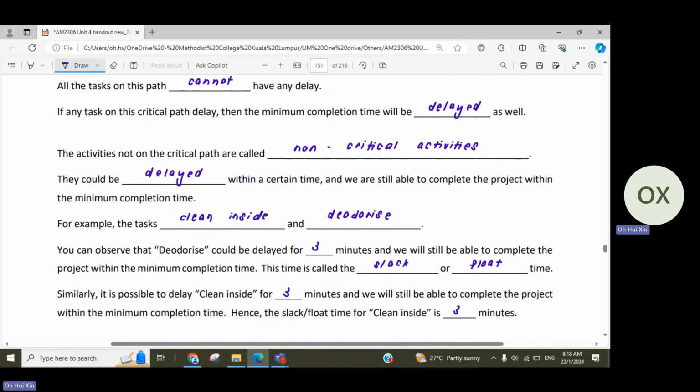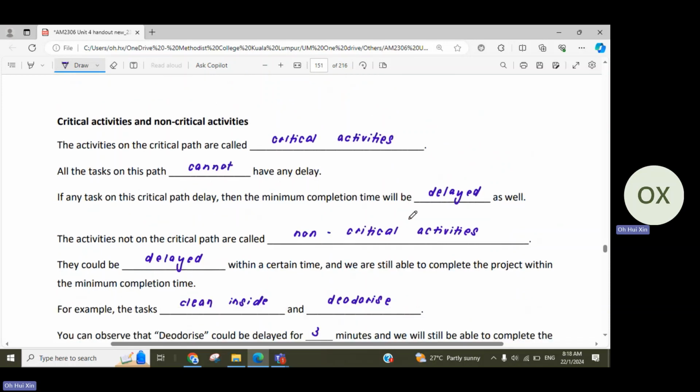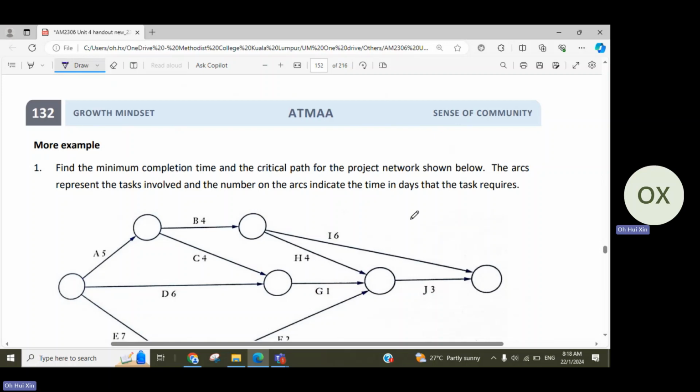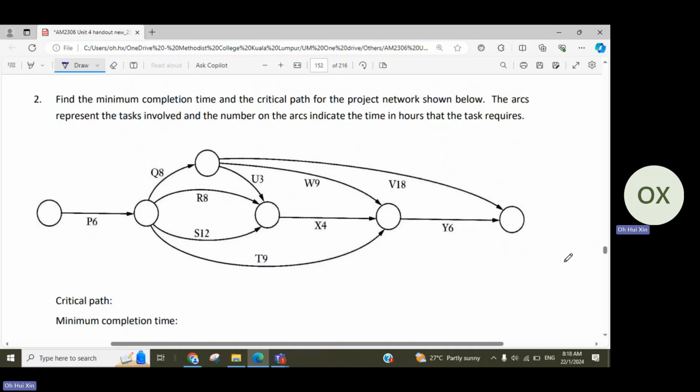How to find out the total completion time, and also what is meant by critical activities and non-critical activities. Okay, so now we'll be looking at one example. Perhaps we will do the first one together, then for the second one, I want you to pause the video and try it out first before we proceed. Okay, so example 1: find the minimum completion time and the critical path for the project network shown below.